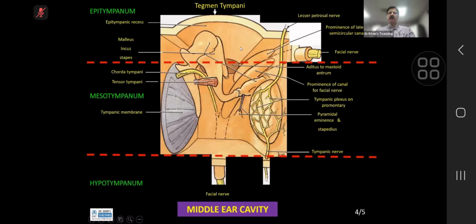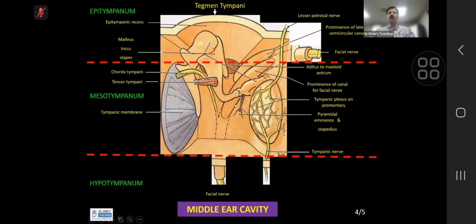If you see here, now concentrate on the posterior wall. So we are looking at the posterior wall. There is a hole here. This hole is the additus ad antrum. And on the other side of the hole will be the mastoid antrum.